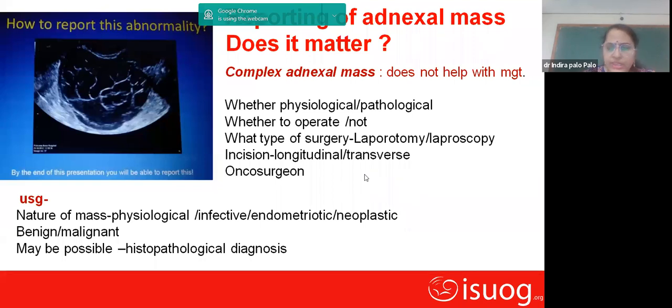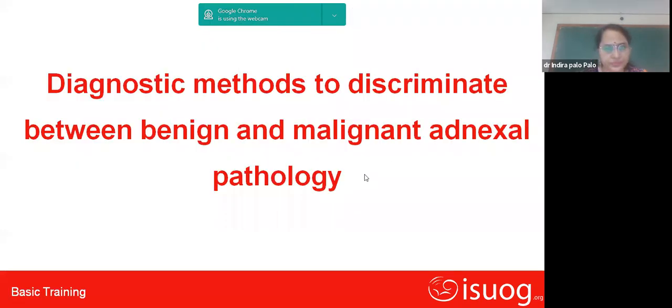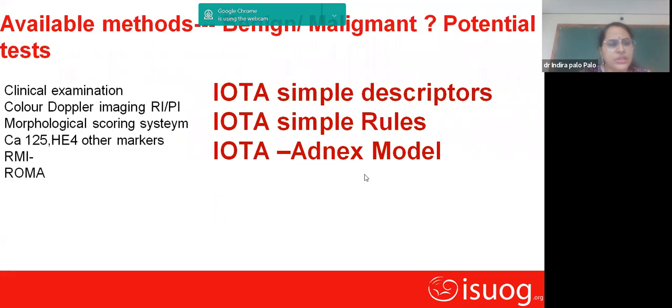With the help of many advanced guidelines and consensus guidelines, the ultrasonogram is now able to tell you the nature of the mass: whether it is physiological, infective, endometriotic or neoplastic, and whether it is benign or malignant. Sometimes, if it is a dermoid cyst, you may even be able to give a histopathological diagnosis. So it is possible. How? There are many diagnostic methods to discriminate between benign and malignant adnexal pathology.